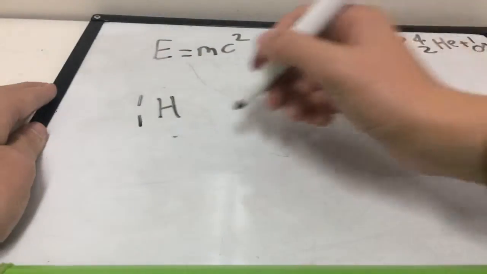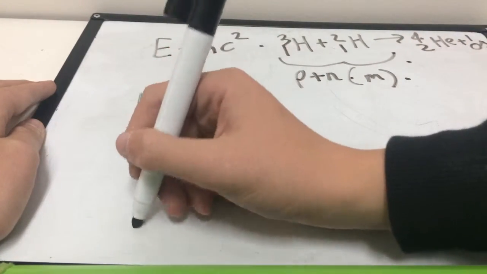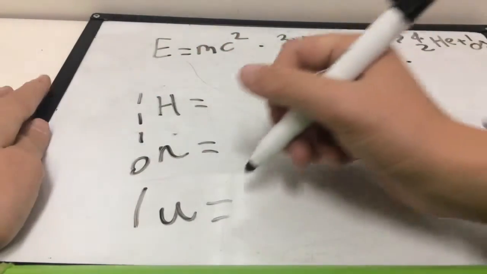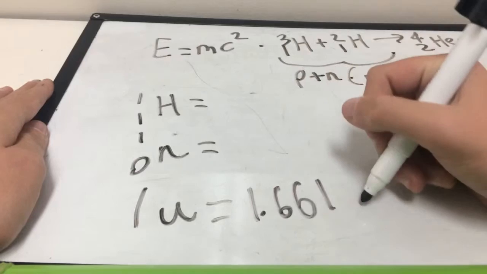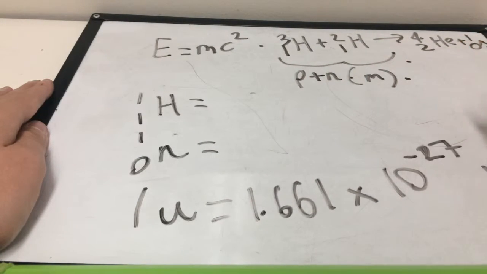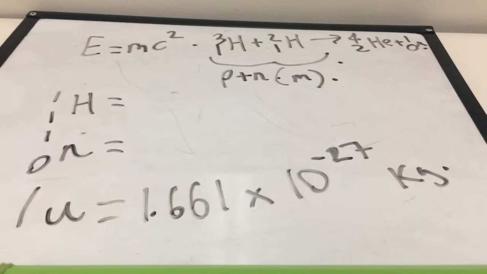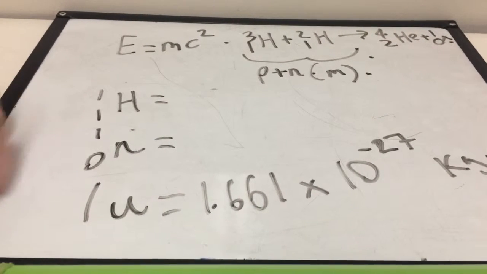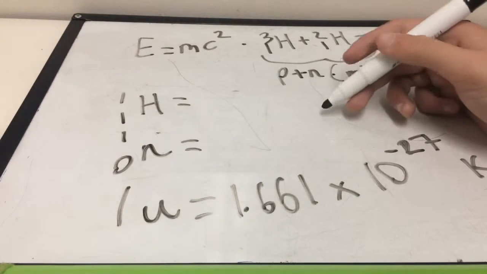This is a proton, a neutron, and an AMU, atomic mass unit. One atomic mass unit equals 1.661 times 10 to the negative 27 kilograms. Please write these numbers down. You will need them. I promise you, you will need these numbers. Unless you can remember them in your head, by all means, go for it, genius, but you probably want to write these numbers down. Also, there's one more.